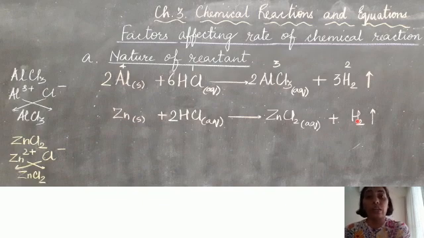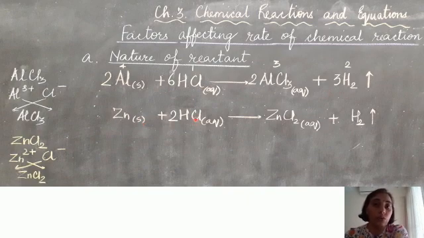So what is the factor that determines the rate of chemical reaction here? So here two things we have to study, that is the nature of the reactant. Aluminium's affinity for hydrochloric acid is greater as compared to that of zinc for hydrochloric acid. Since the nature of aluminium is such that it reacts with hydrochloric acid vigorously and its affinity is greater, we find that the hydrogen gas evolves faster as compared to zinc.